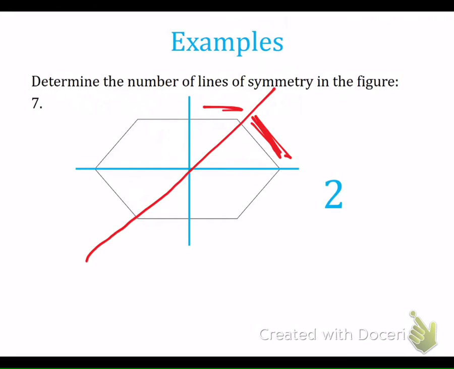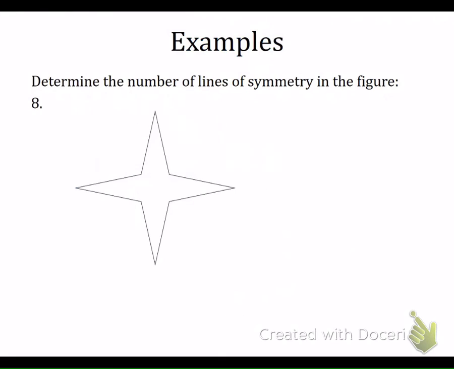I see what you're saying, but if we folded it, it'd be like that and then like that. You know what I mean? It wouldn't lie perfectly upon itself. So there's only two here. Any questions? All right, let's try another one.